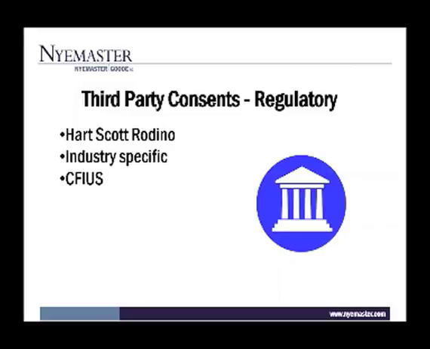And then there's CFIUS. So if you're selling certain types of assets, drone parts, other Department of Defense type items, or you're selling a company that manufactures or holds those types of assets, and you have a potential national security issue, which, as you can imagine, is interpreted very broadly by the federal government, you may need CFIUS approval. CFIUS is the Committee on Foreign Investment in the United States.